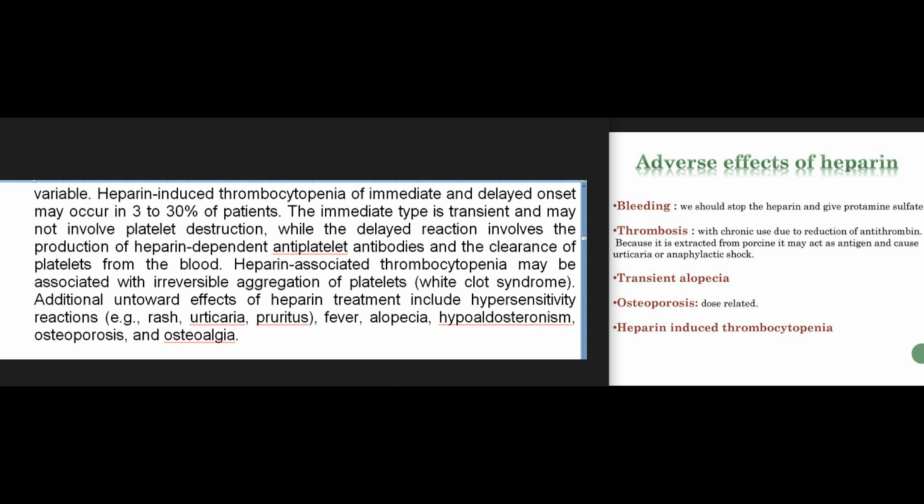Heparin-induced thrombocytopenia of immediate and delayed onset may occur in 3 to 30% of patients. The immediate type is transient and may not involve platelet destruction, while the delayed reaction involves the production of heparin-dependent antiplatelet antibodies and the clearance of platelets from the blood. Heparin-associated thrombocytopenia may be associated with irreversible aggregation of platelets, white clot syndrome. Additional untoward effects of heparin treatment include hypersensitivity reactions, for example rash, urticaria, pruritus, fever, alopecia, hypoaldosteronism, osteoporosis, and osteoarthritis.